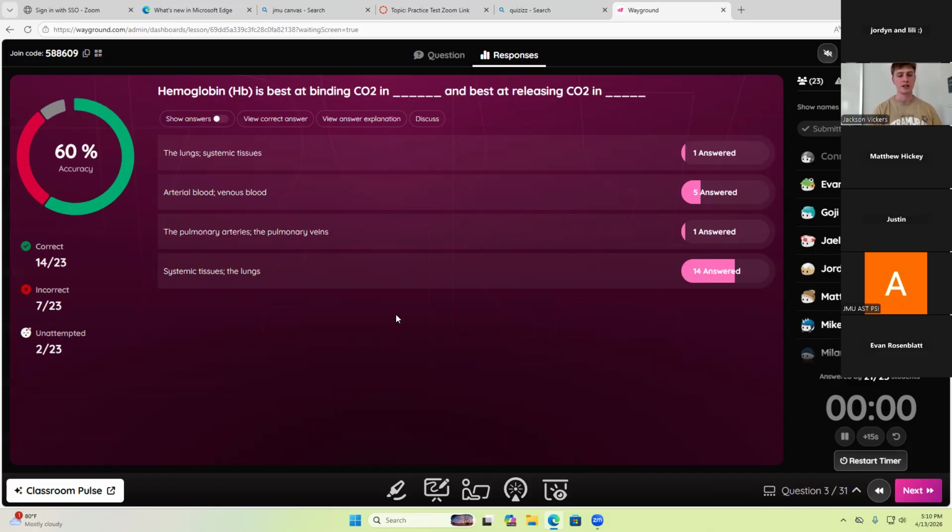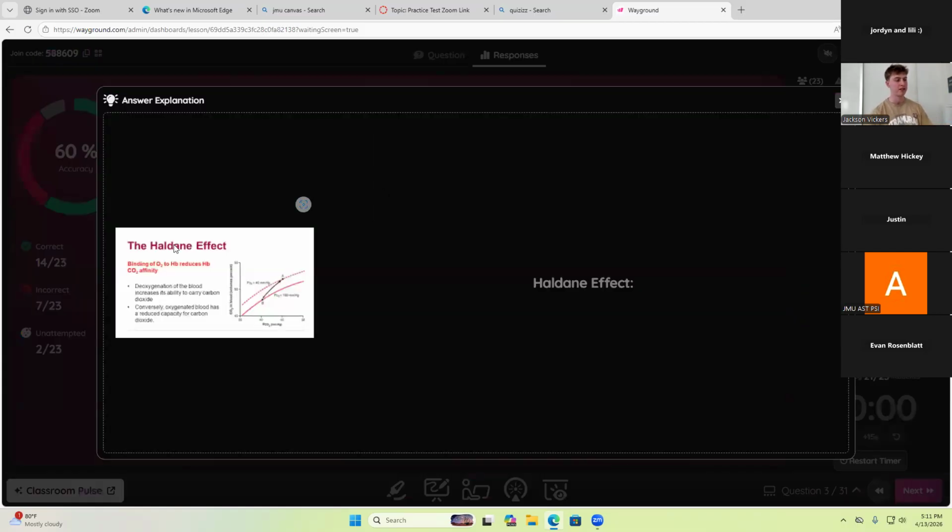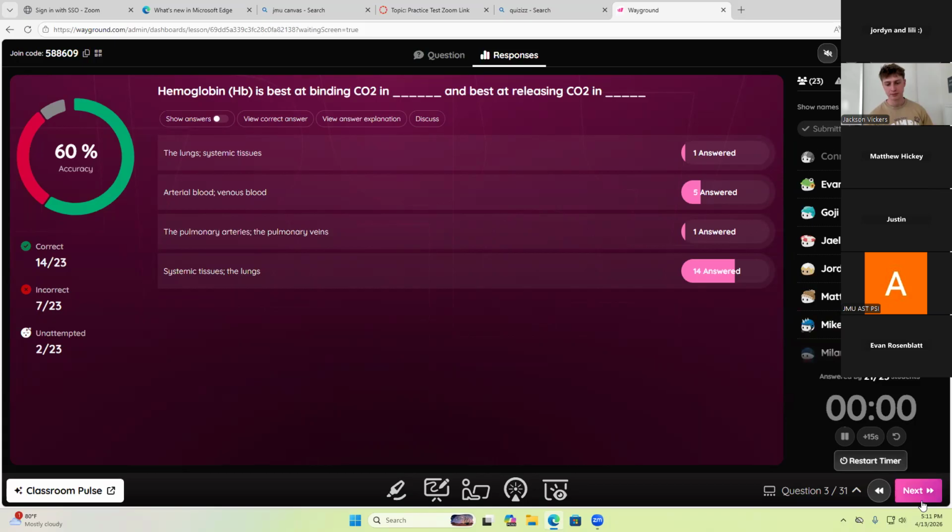So this is the Haldane effect, is what it's talking about. CO2 binds to hemoglobin really well once we're in the peripheral tissues, and that's good because that means we can bring it back to our lungs. And then hemoglobin is really good at releasing CO2 once we get to the lungs, which also should make sense, right? That's where we want to breathe out the CO2. Anyone have any questions about that? Again, that's the main idea of the Haldane effect. All right, cool.